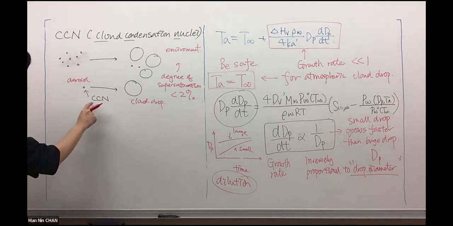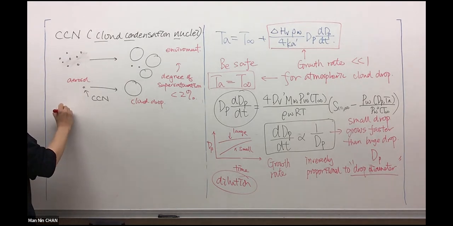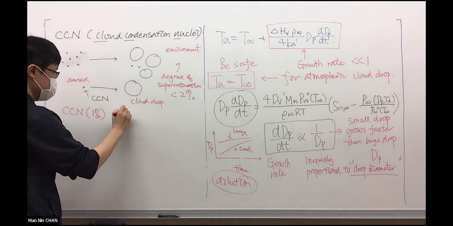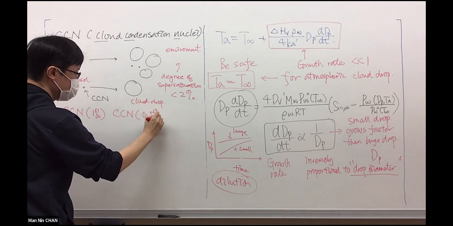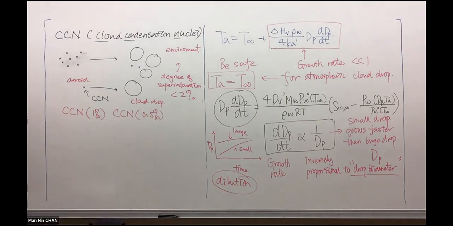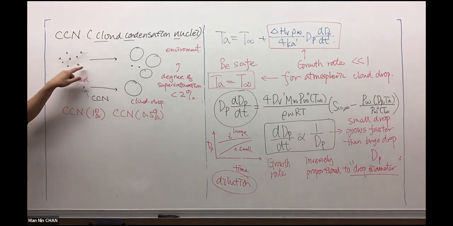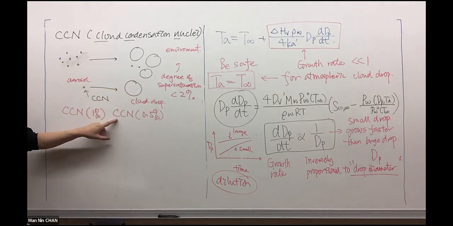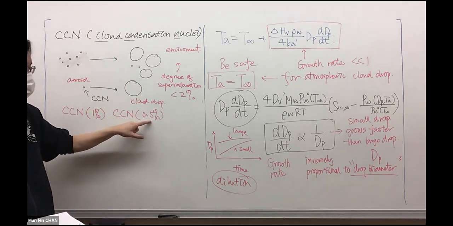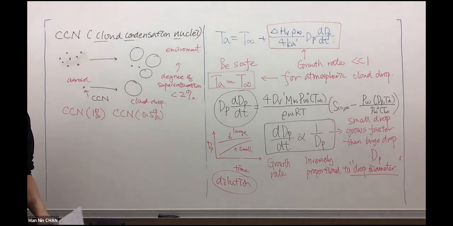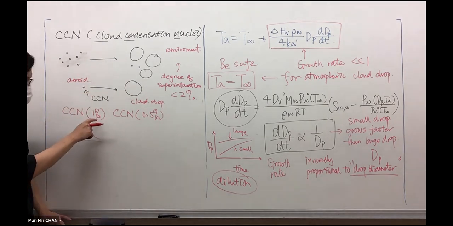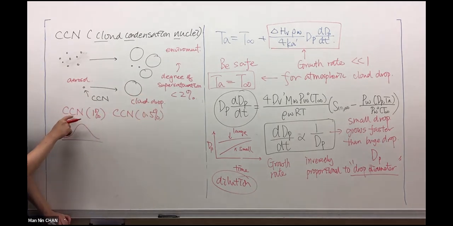Therefore, if you do the reading, you will find that when they tell you the CCN, they will also give you a number behind it, say CCN at 1% and CCN at 0.5%. CCN 1% means they measured the activation at 1% degree of supersaturation. This is the number of aerosols that can be activated at 0.5% degree of supersaturation. So if I give you the same aerosol and measure at a different degree of supersaturation, the CCN can be different.